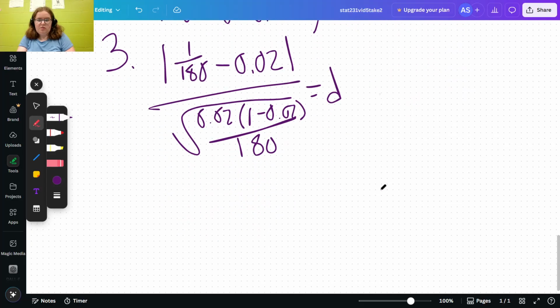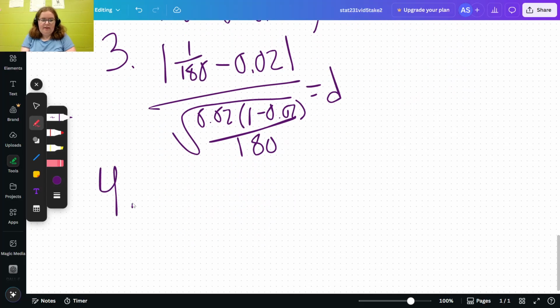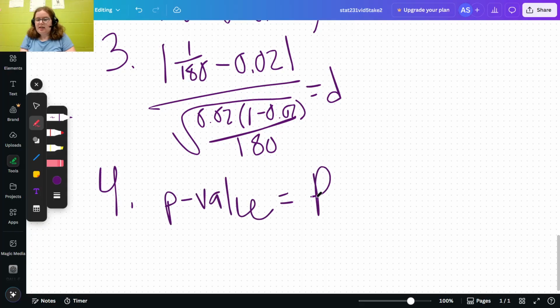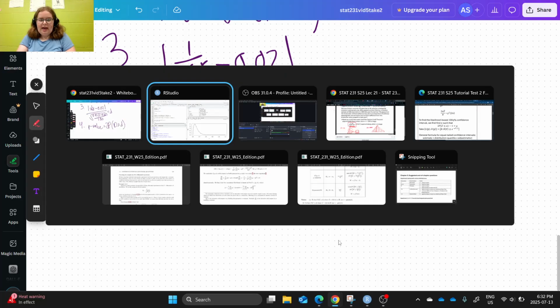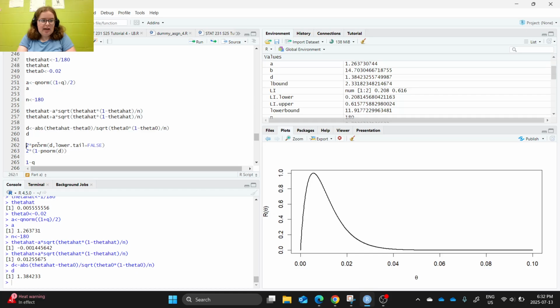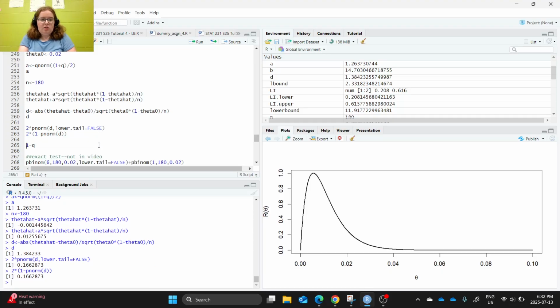So we've solved D, and now all we have to do is compute our p-value, which is going to be, because this is a two-sided test, 2 times P of big D greater than or equal to D. So we have 2 times this pnorm of D, and lower.tail equals FALSE, so I get that greater than or equal to. Or this is equivalent to, if you don't have this lower.tail equals FALSE, you can just do 1 minus pnorm. And we see that these come out to the exact same value of a p-value of 0.166.